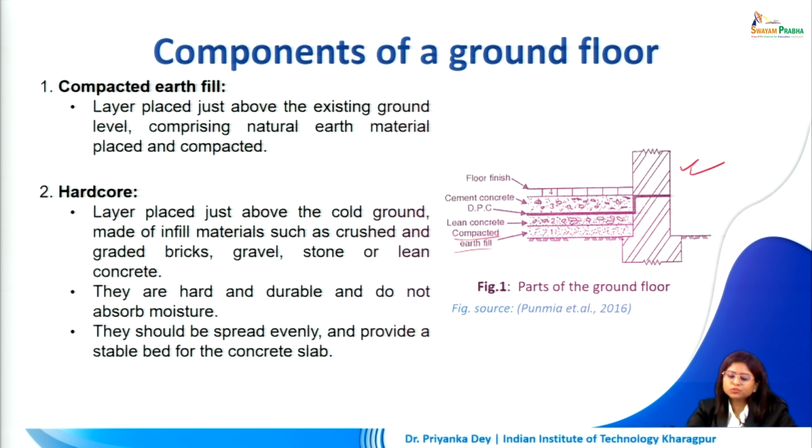The next part would be some form of a hard core, which is a layer which is placed just above the compacted ground made up of infill materials. Now, this could be crushed or graded bricks, gravel, stone or lean concrete.